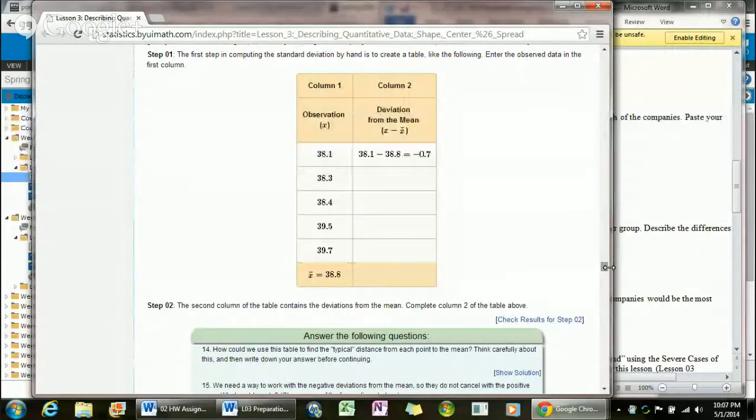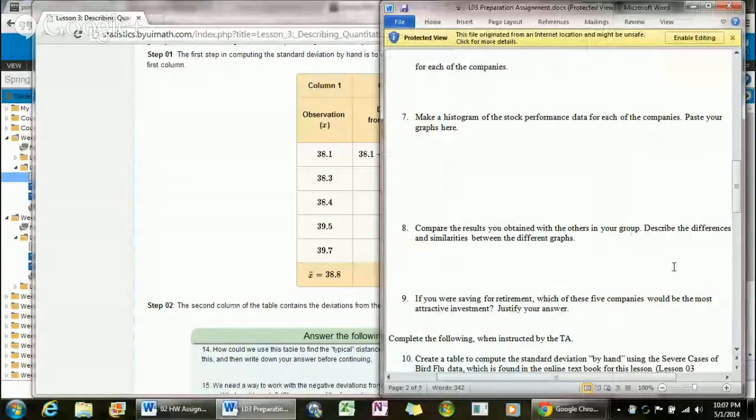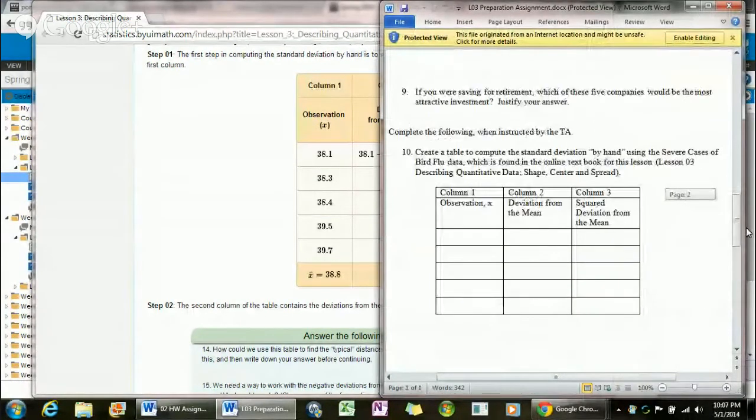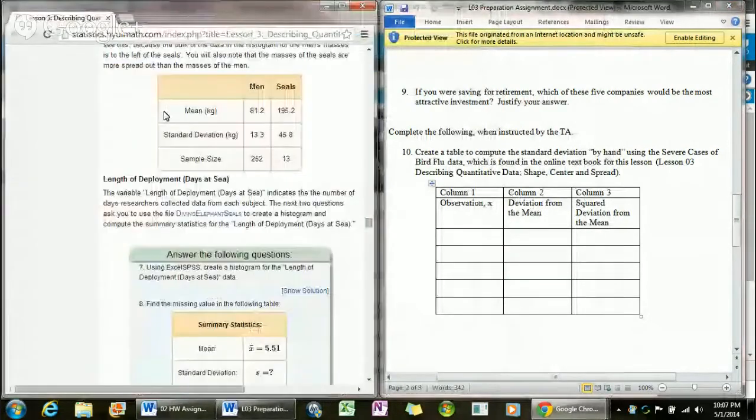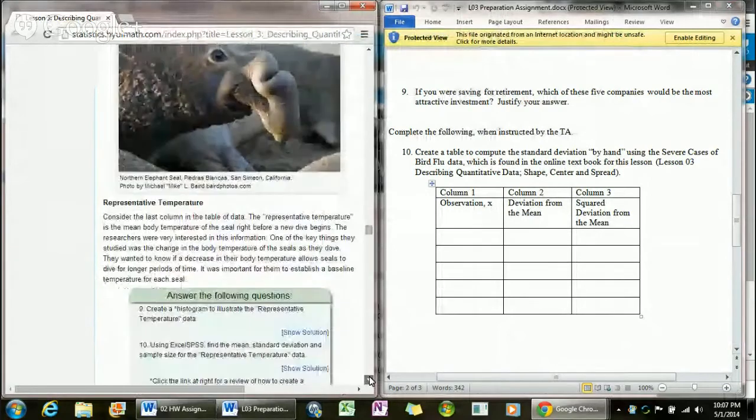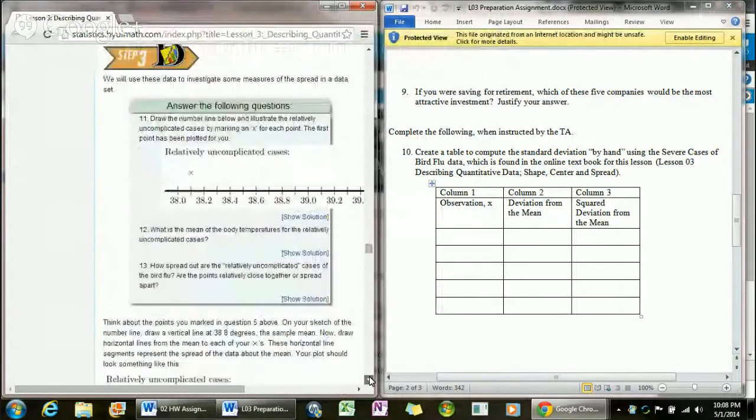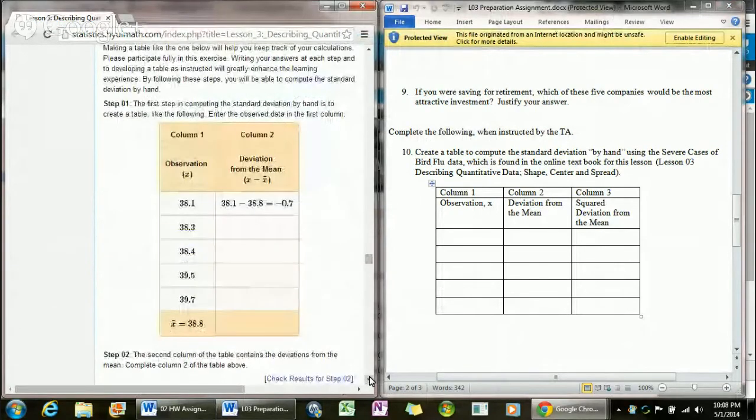So that's what we have to write in this column right here. So this is the bird flu data, the 38.1, 38.3, that's the bird flu data? That's correct. Okay. So over in observation X, we're going to put in all these numbers.